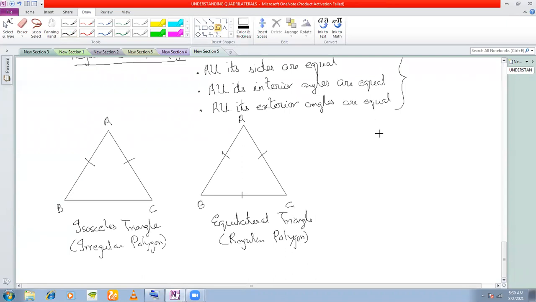Let us consider a parallelogram. Is it a regular quadrilateral? I mean regular polygon. Why regular polygon? No, it's irregular. It is an irregular polygon because in a parallelogram opposite sides are equal. All the sides are not equal. Okay. So therefore it is an irregular polygon.